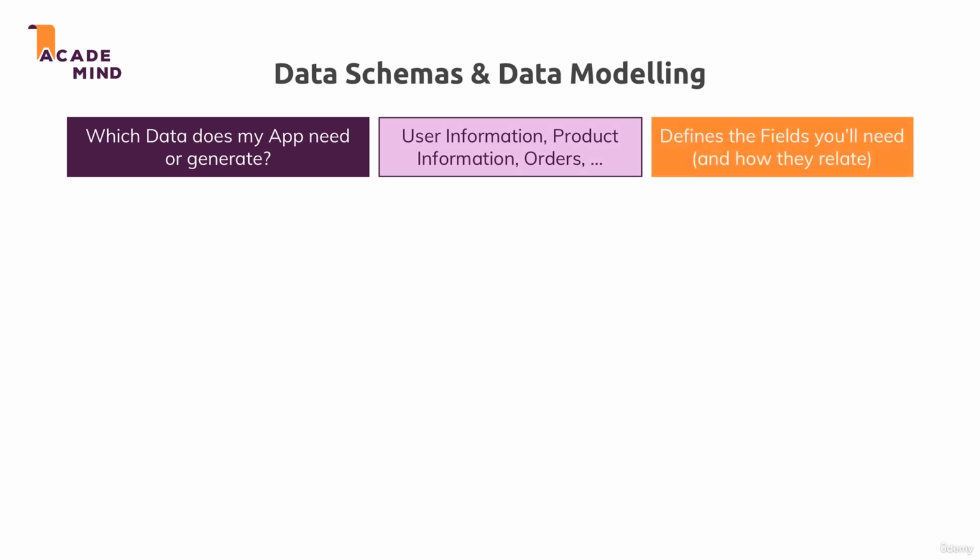And it can be anything: user information, product information, orders, coordinates, anything like that. And this will define the fields you'll generally need. And of course, also already a bit how they relate. A user might order products. So this gives you the general frame for your data structure.